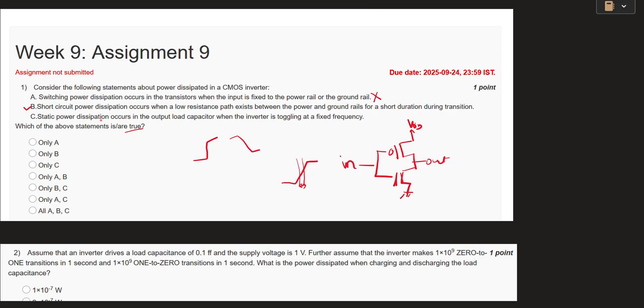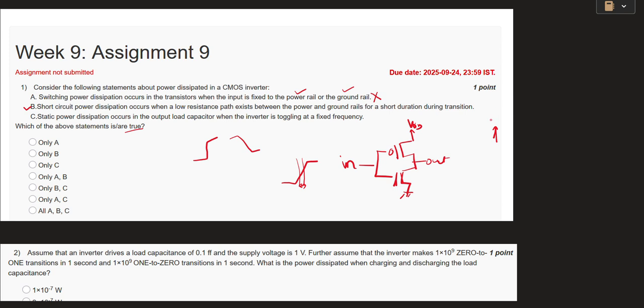Third: static power dissipation occurs in the output load capacitance when the inverter is toggling at a fixed frequency. See, static power dissipation occurs when my input line is fixed. It may be fixed at VDD or it may be fixed at the ground rail. But if it is toggling, then it is no longer static power dissipation. Then it will be switching power dissipation, right? So toggling should not be associated with static power dissipation.